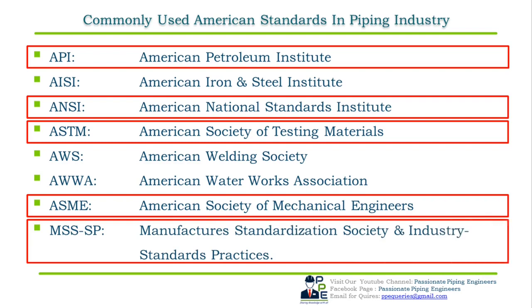MSS SP, Manufacturers Standardization Society Standard Practice. In addition to all the above standards and material codes, there are some standard practices followed by the manufacturers. These are actually published as advisory standards and are widely followed in the piping industry.